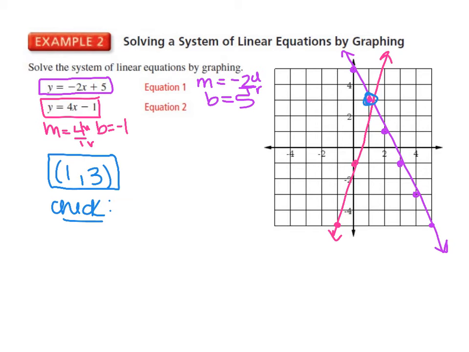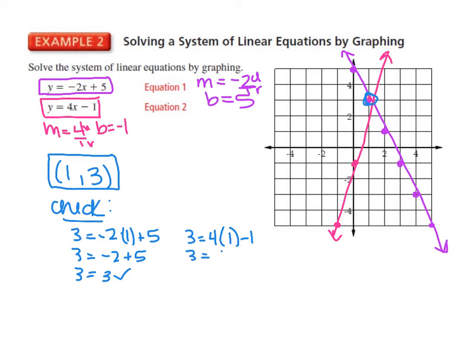So the first equation would look like 3 equals -2 times 1 plus 5. That means 3 is -2 plus 5. 5 minus 2 is 3, so 3 equals 3. Good. And in my second equation, 3 equals 4 times 1 minus 1. 4 times 1 is 4, and then 4 minus 1 is 3. So we can show that it worked in both equations. So that means that this is the correct solution.